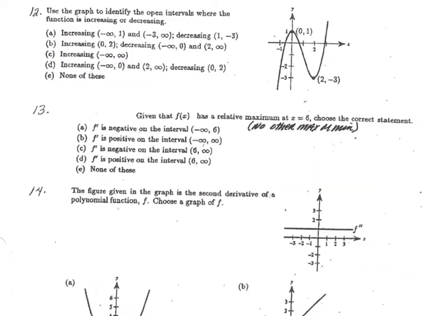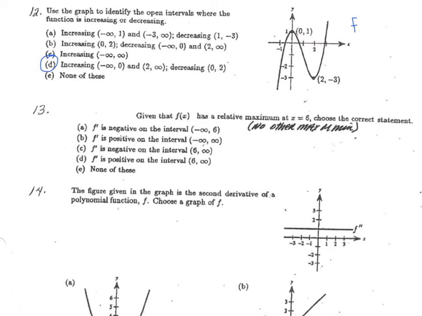In number 12, we are just to look at the graph of f and determine the intervals where it is increasing and decreasing. So nothing tricky here. We just want to make sure we're using the x values. So our graph looks like it's increasing from negative infinity to 0, and then decreasing from 0 to 2, and then increasing again from 2 to infinity. So that would be D.